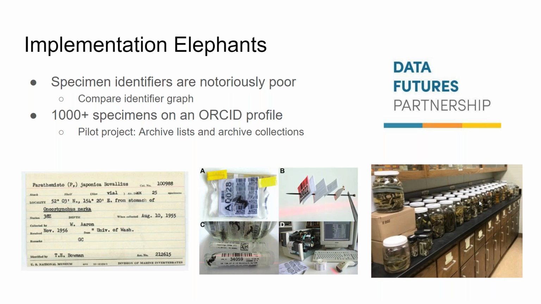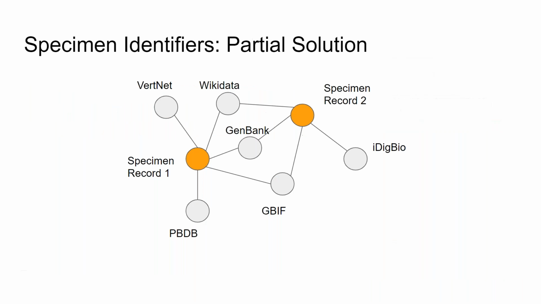But the way that we were going to try and address this problem was by looking at the graph of identifiers on a specimen record. So let's say that you have two specimen records from two different sources. How do you know if these two different specimen records are referring to the same specimen or different specimens?